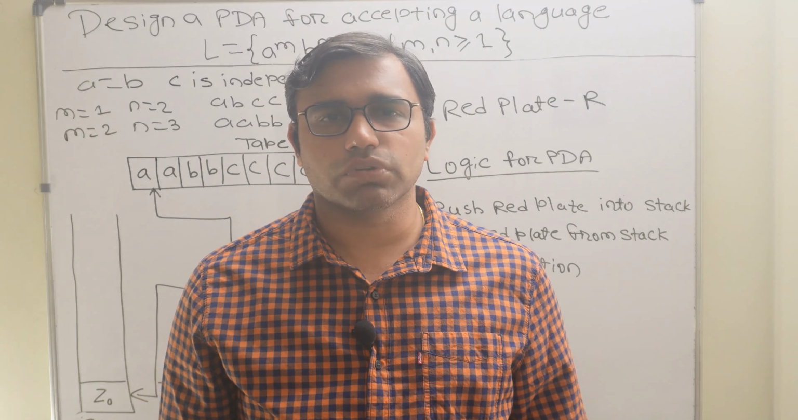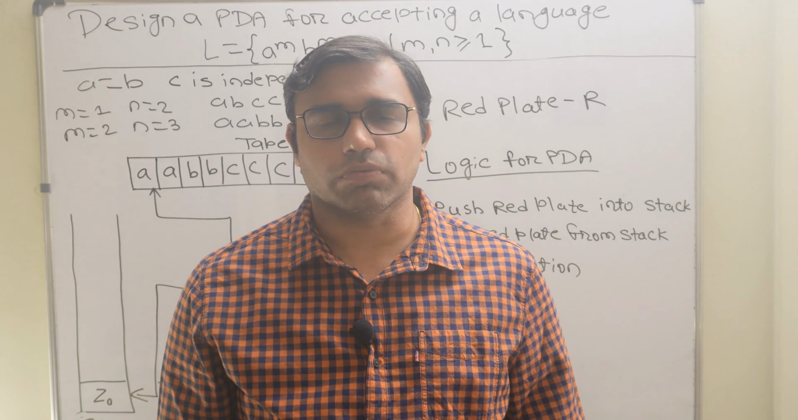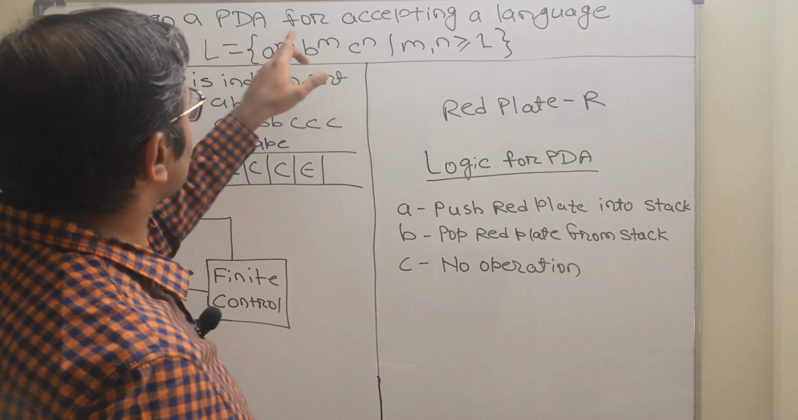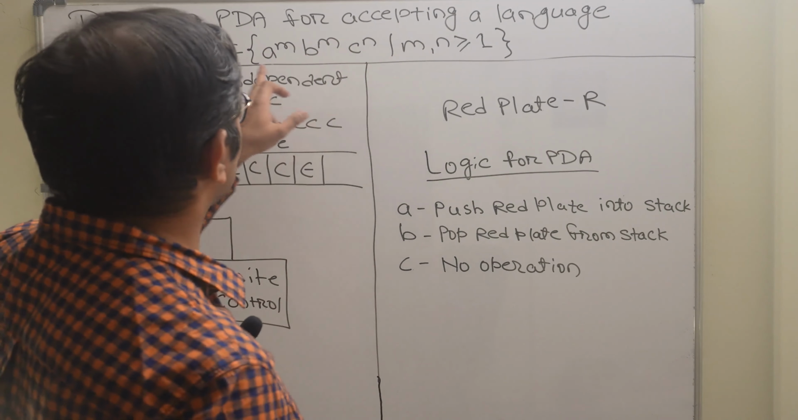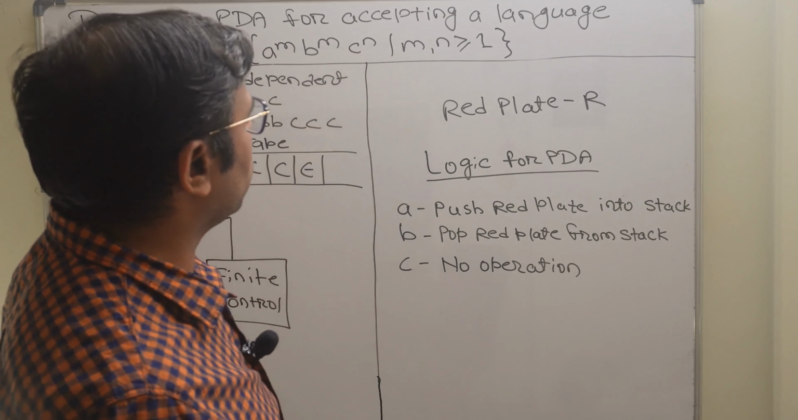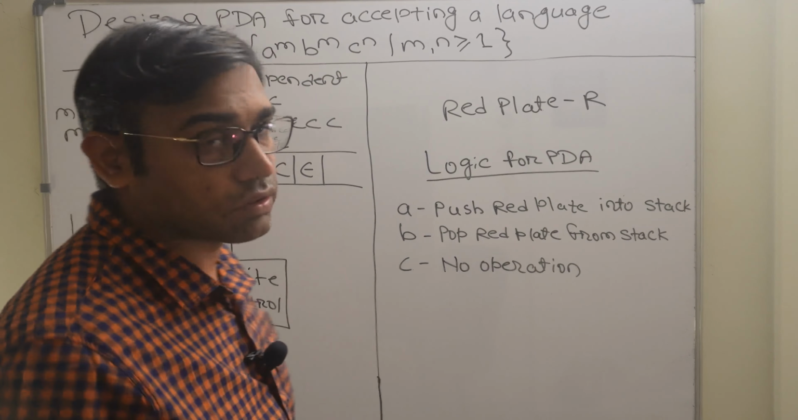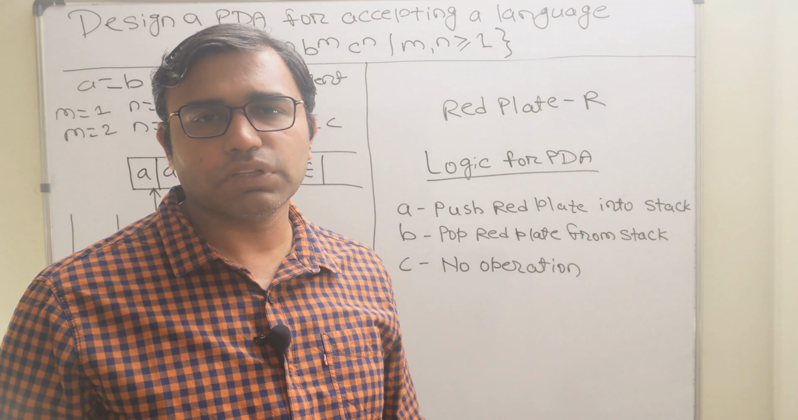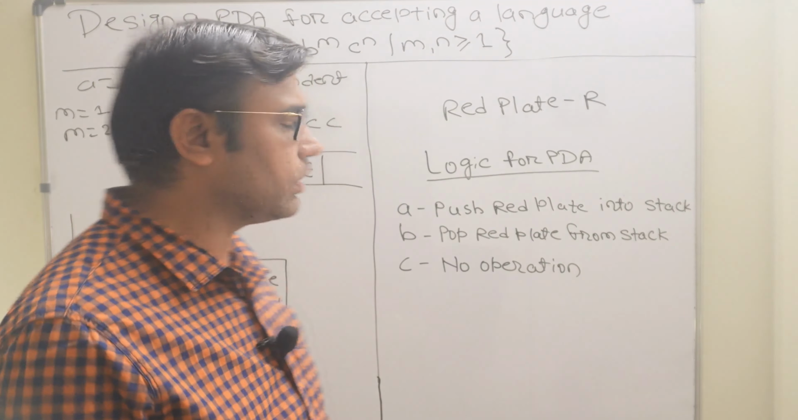The topic of today's video is construction of pushdown automata. So let us see the question. The question is: design a pushdown automata for accepting a language L equal to A raised to M, B raised to M, C raised to N, where M and N are greater than or equal to 1. If you observe this question, you will find A and B should be the same and C is independent.